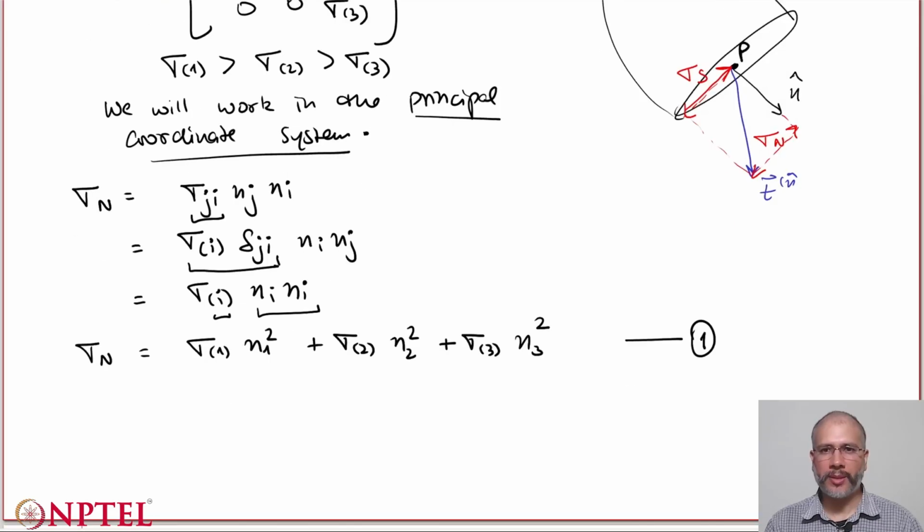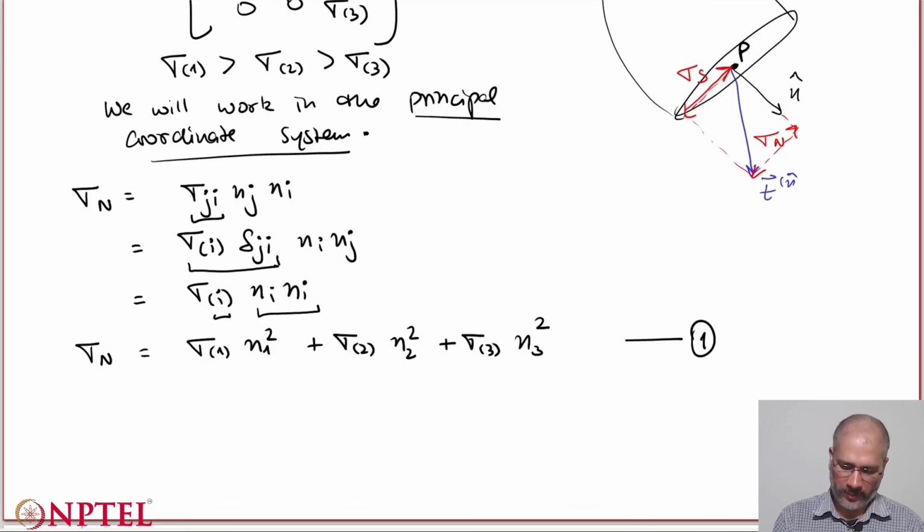So please remember that in this case, ni's, which are the three components of the normal, are the variables, because we're trying to find the maximum and minimum values of sigma n and sigma s as a function of ni's. So ni's are the independent coordinates in this optimization exercise, like we discussed in the method for Lagrange multiplier in the last class. Next, we'll try to figure out sigma s.